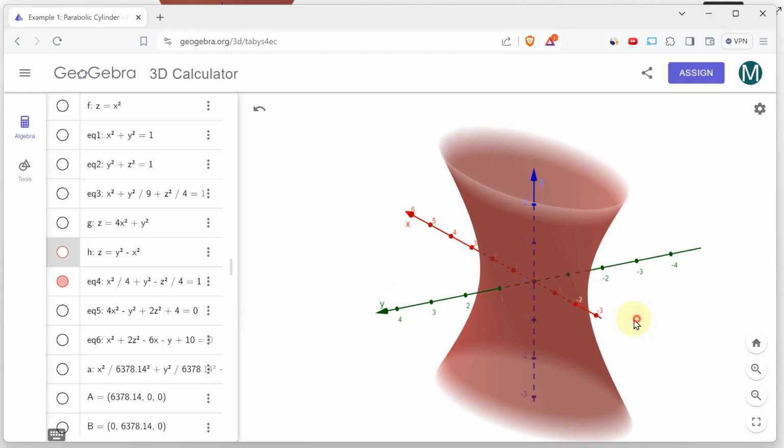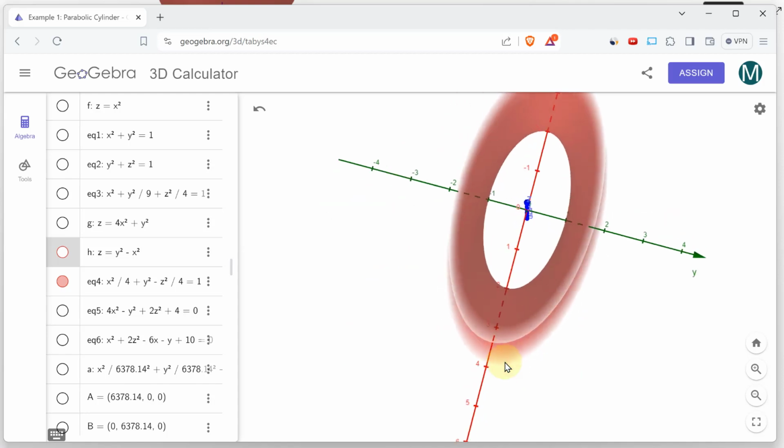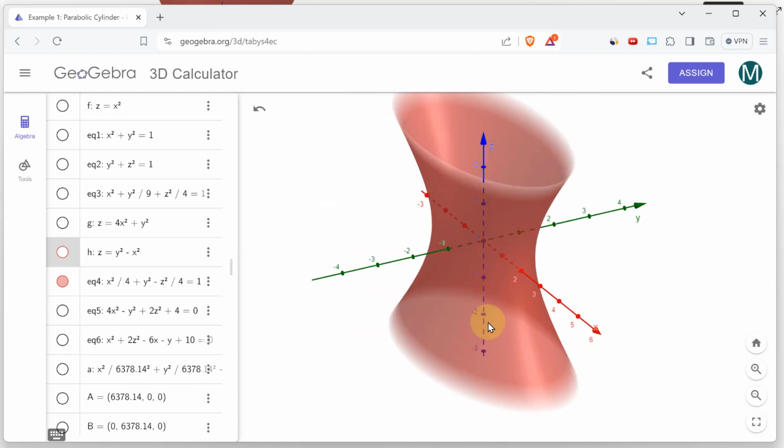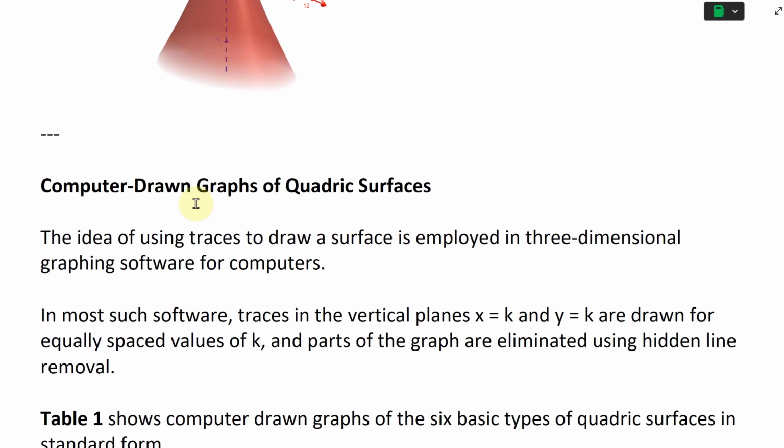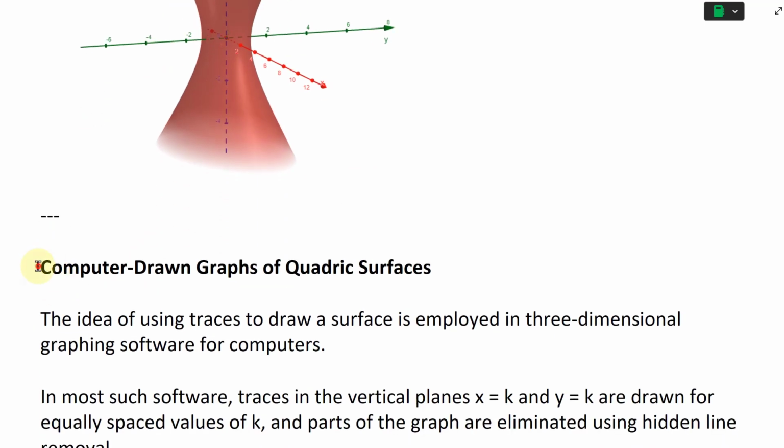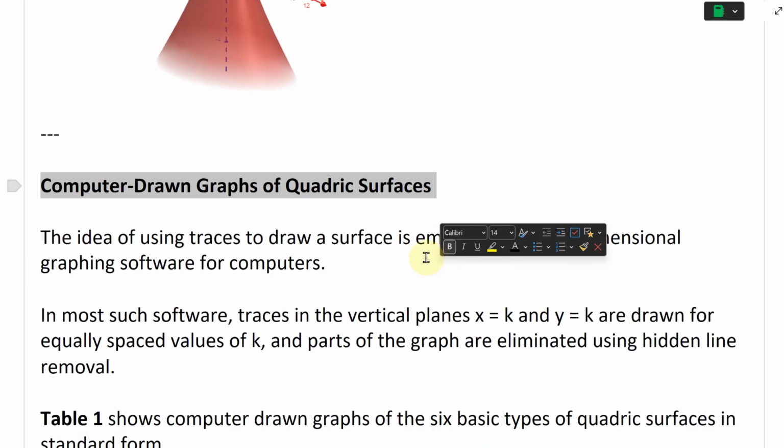Also, before we get to that, let me just zoom in more and show you some more stuff that looks absolutely amazing. All right, and now let's go to the next section. This is on computer-drawn graphs of quadric surfaces.